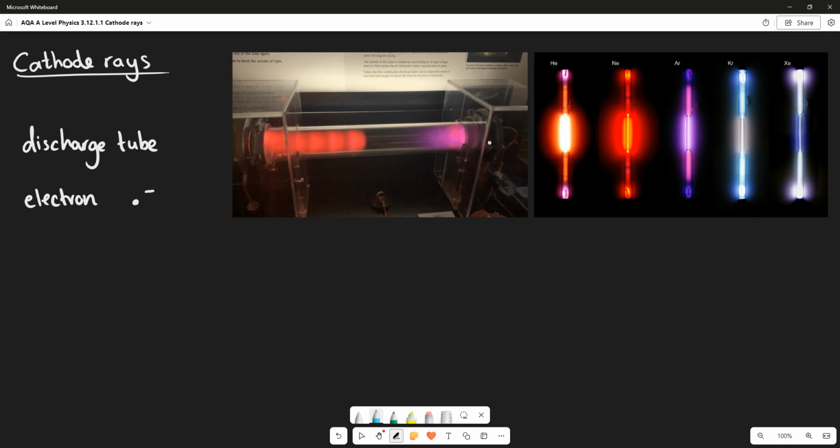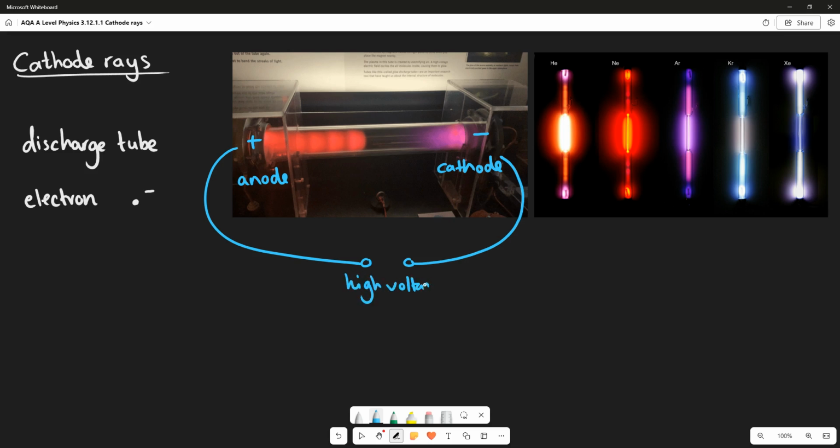So what we have is a negative cathode and a positive anode. And these are connected to a high voltage power supply. Inside the tube you have a low pressure gas. You need it to be low pressure because that allows the particles of gas, the ions and the electrons, to build up a good big high velocity, and that causes this glowing effect.